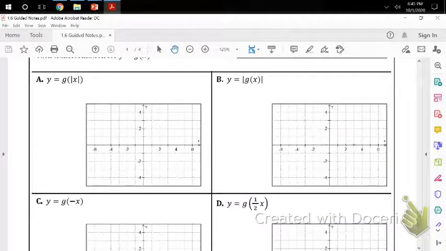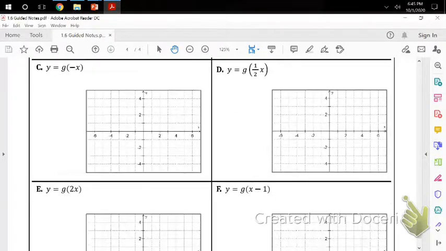All right, so for the rest of this, it's just review stuff. So now we got g of negative x. So that means that it's going to affect our x's because it's going to reflect across the y-axis. And so for our x's, we're going to divide by that negative 1.